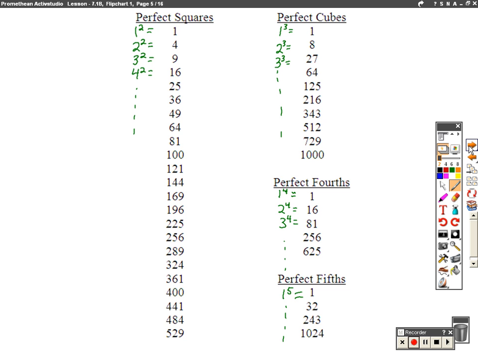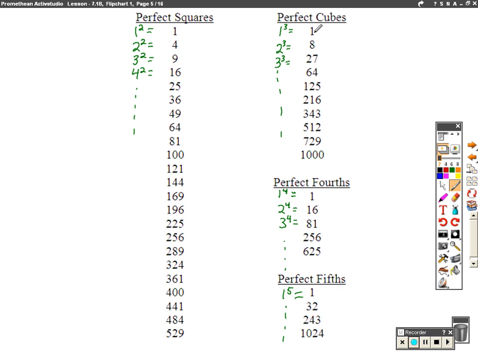You will see this list of perfect squares and perfect cubes on the back of your packet, the very last page. You should familiarize yourself with all of these numbers and be able to recognize them. I think the first 25 perfect squares are there. So 1 is a perfect square because 1 squared is 1. 4 is a perfect square because 2 squared is 4. 9 is a perfect square because 3 squared is 9, and so on.